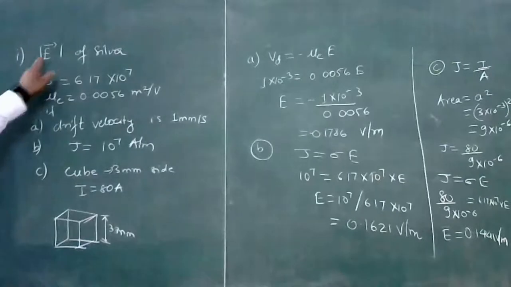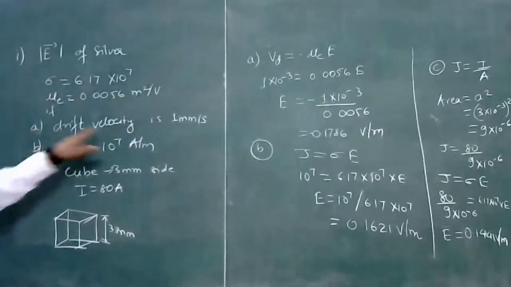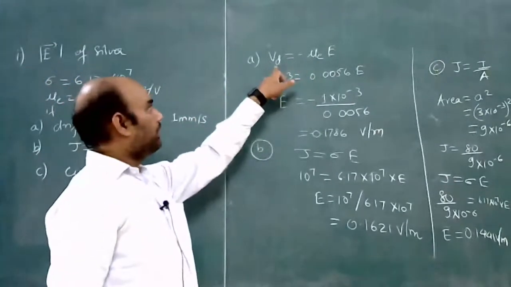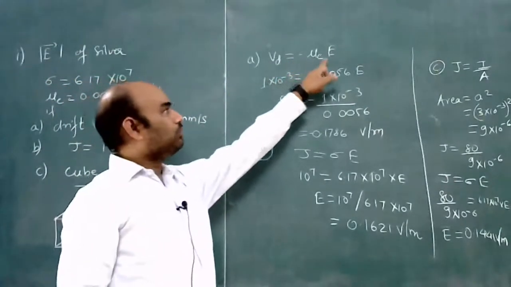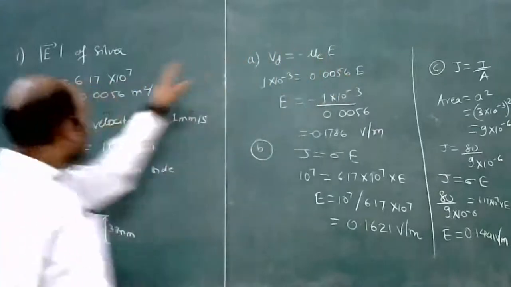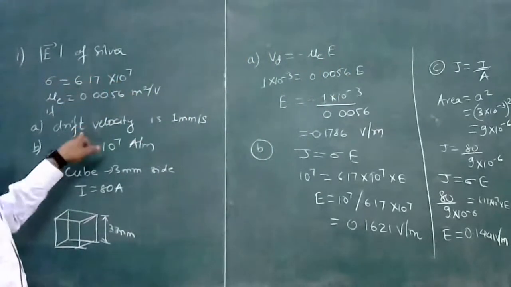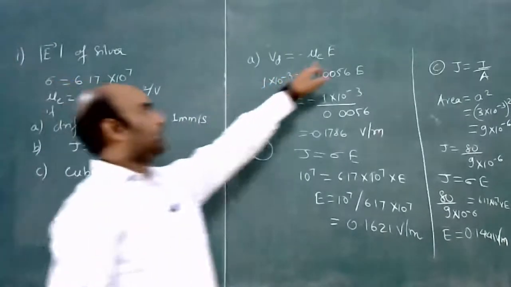So you have to find the value of E when the drift velocity is given. You need to remember this formula: drift velocity is equal to minus mobility into E. Mobility is given, drift velocity is given, so you can find the value of E.